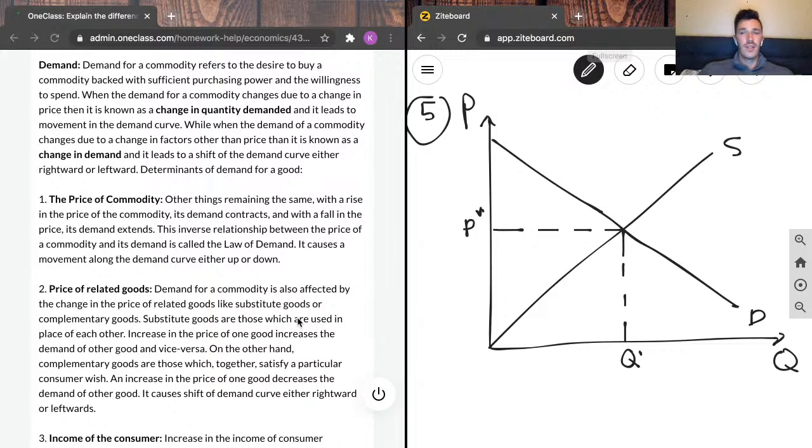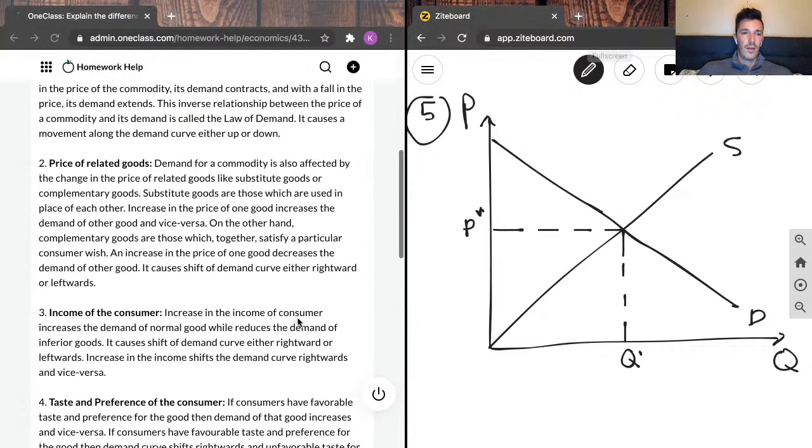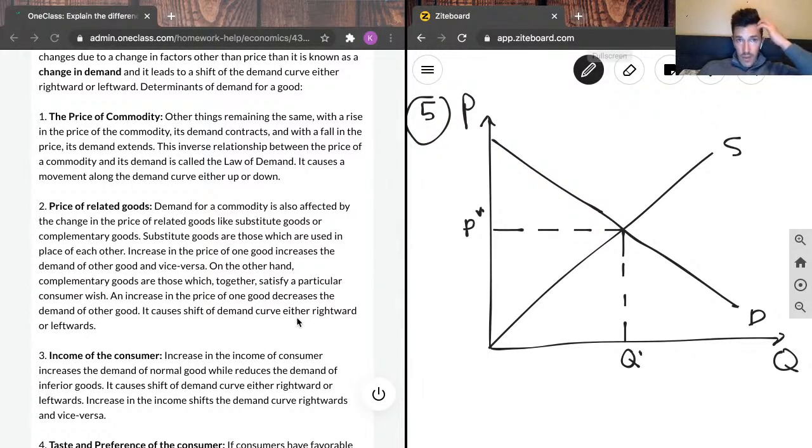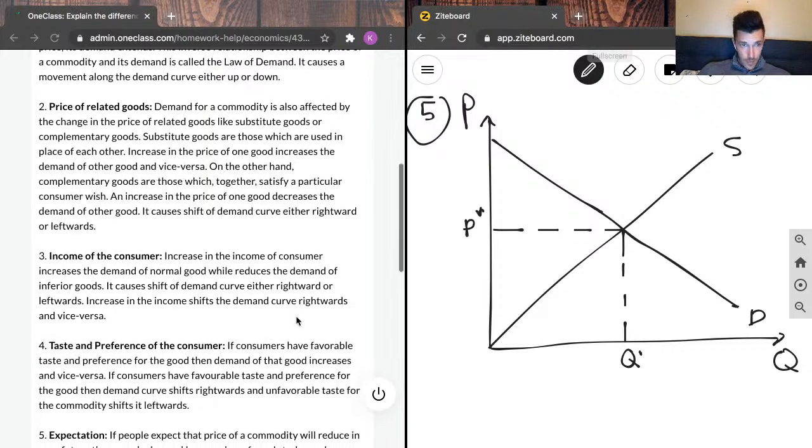Now there are a number of factors that cause a change in demand, not a change in quantity demanded. Looks like our tutor listed probably the 5 biggest ones. I'll read through those quick. The price of a commodity, other things remaining the same. With a rise in the price of the commodity, its demand contracts. With a fall in the price, its demand extends. The inverse relationship between the price of a commodity and its demand is called the law of demand. It causes a movement along the demand curve, either up or down. That's what I just showed you.